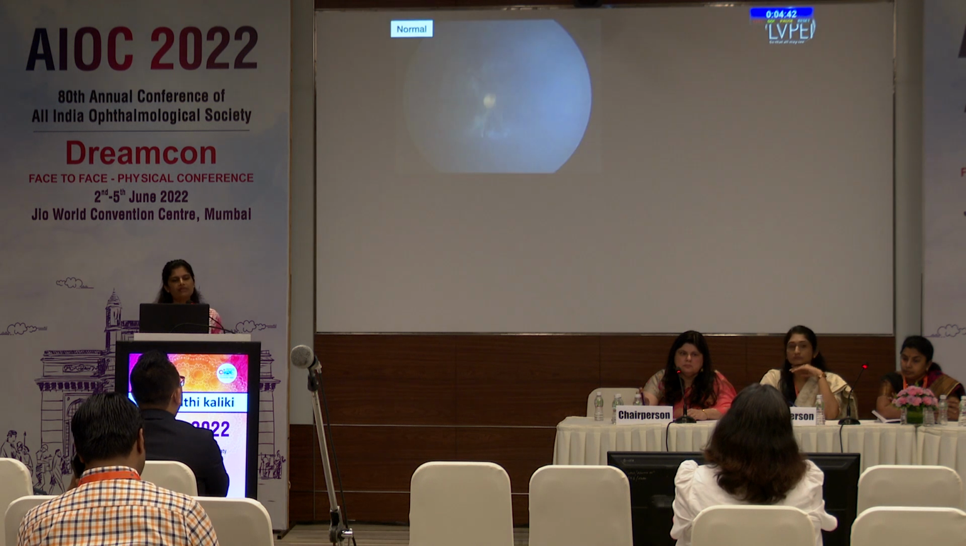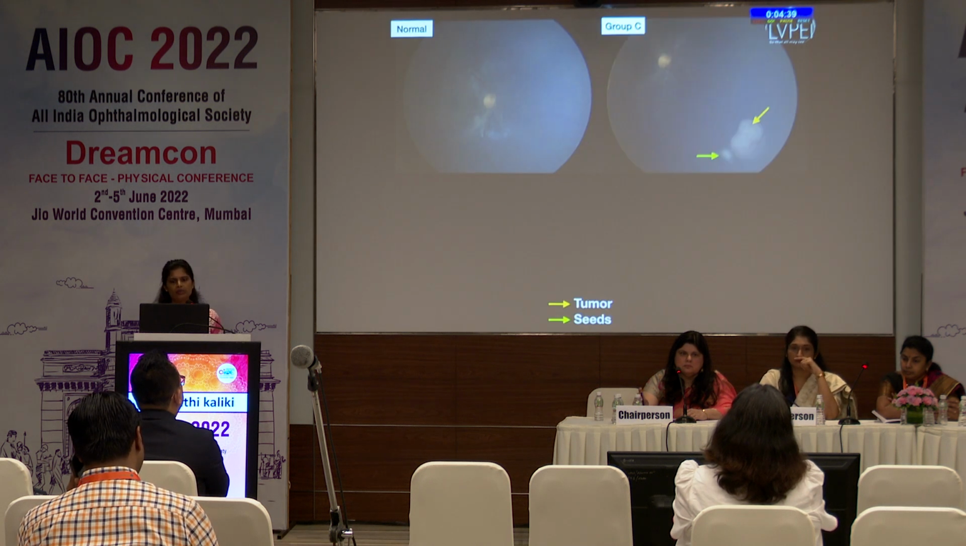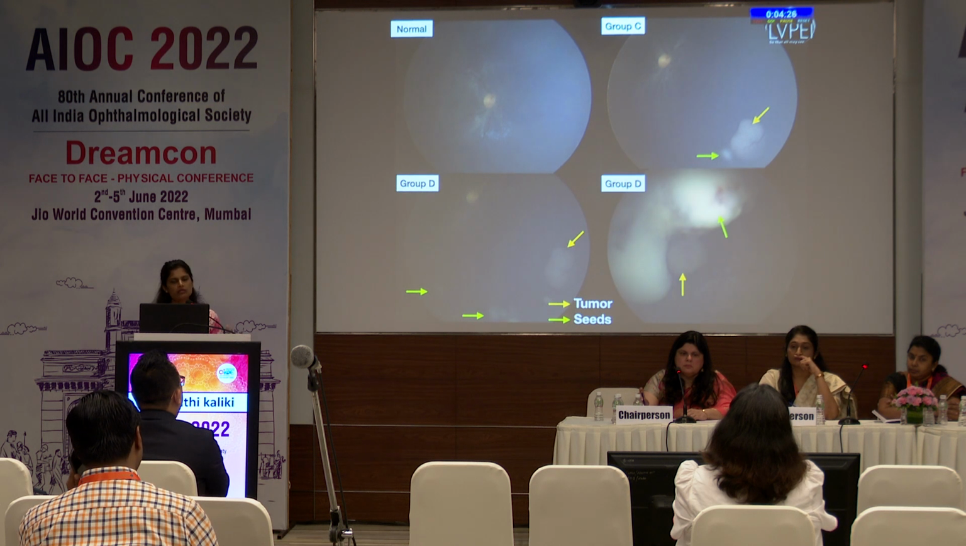For example, if this image is shown, it will be reported as normal. But if a different quadrant of the same eye is shown, it will be reported as group C because there is a tumor with localized seeds. But if we go to a further quadrant where we see diffuse seeds, it will be reported as group D. And there is another tumor in another quadrant where there is a large tumor with diffuse seeding.